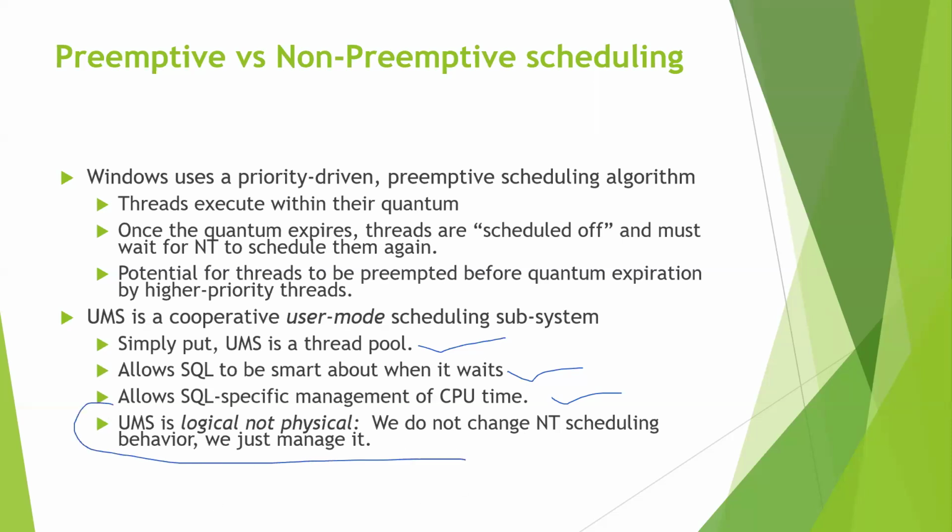Again, this is logical, not physical. UMS is logical. The SQL operating system or SQL scheduler is completely logical. So we do not change the underlying scheduling behavior, we just manage it. NT is nothing but your Windows kernel. UMS is just a layer on top of the Windows operating system. We are not changing anything in the Windows operating system. We are just managing our scheduling so that the threads go ahead and execute on the Windows operating system. This is the high-level preemptive versus non-preemptive, which we already discussed in detail.